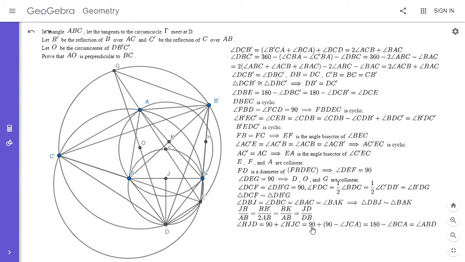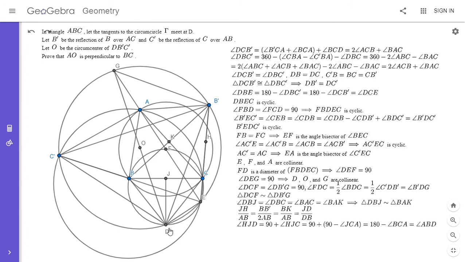Actually, I thought of this a little differently. So angle HJC, it's clear by symmetry that HJ is perpendicular to AC. So angle HJC is 90 minus angle JCA. And this angle JCA is BCA. So this is 180 minus angle BCA.